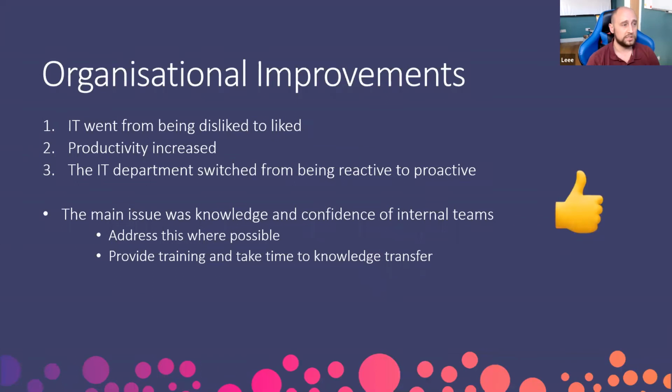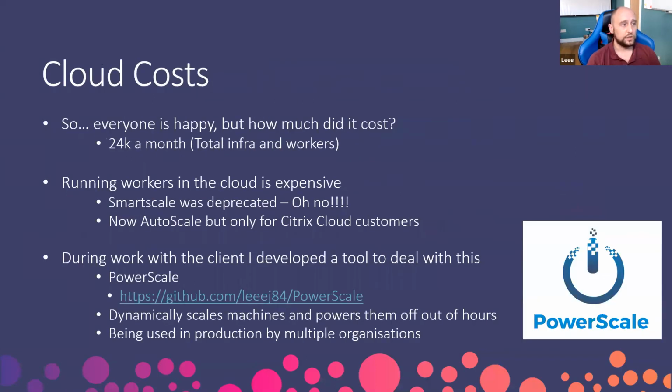So, talking to the users. Cloud costs. Everyone's happy, but it cost a lot. It was costing 24K a month before anything was put in to power manage those machines. So they were using Smart Scale, which unfortunately was deprecated, replaced with Auto Scale. However, Auto Scale is only available for Citrix Cloud customers.